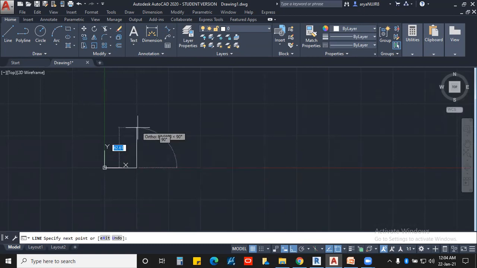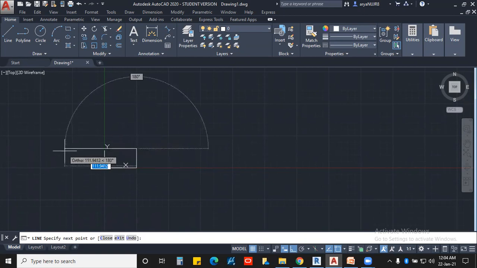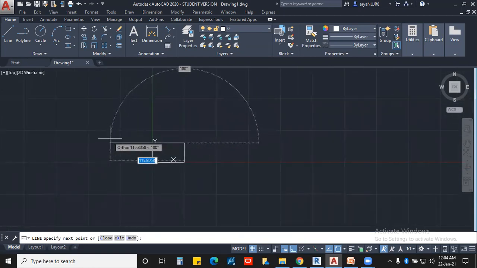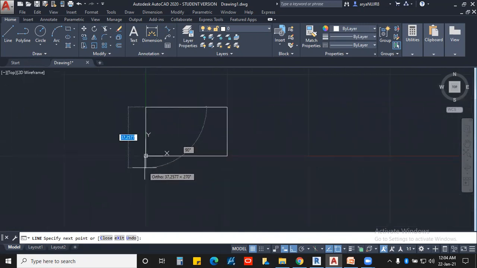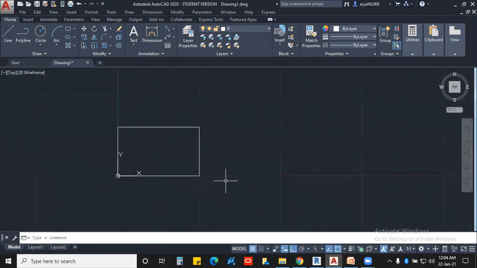Now the next point is 50,30, so I input 50,30, enter. Then to this side, the next coordinate is 0,30, so I input 0,30, enter. Now to close this, you can either enter the next coordinate or use the close option. So this is how to draw a rectangle or a drawing in the absolute rectangular system.